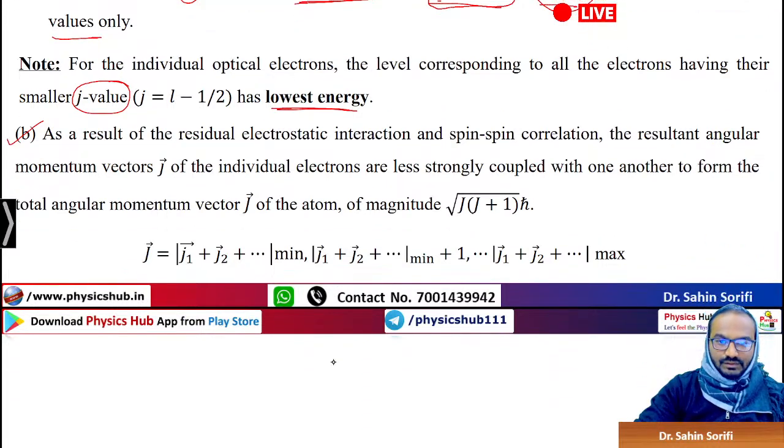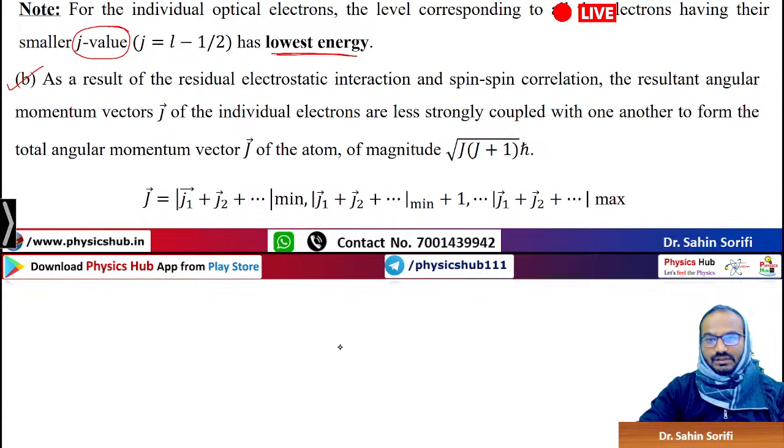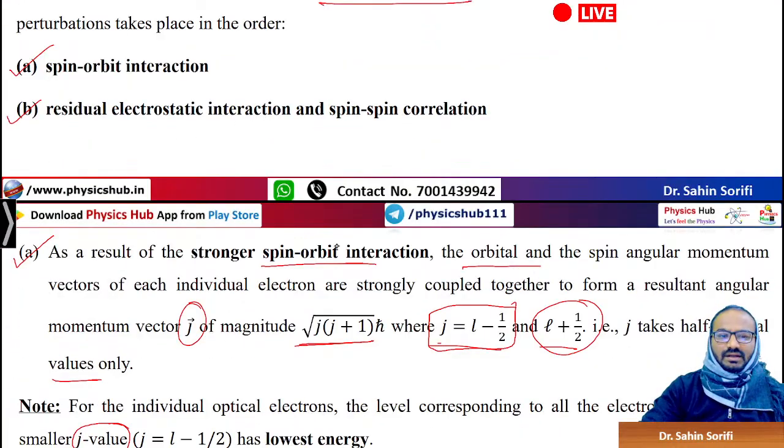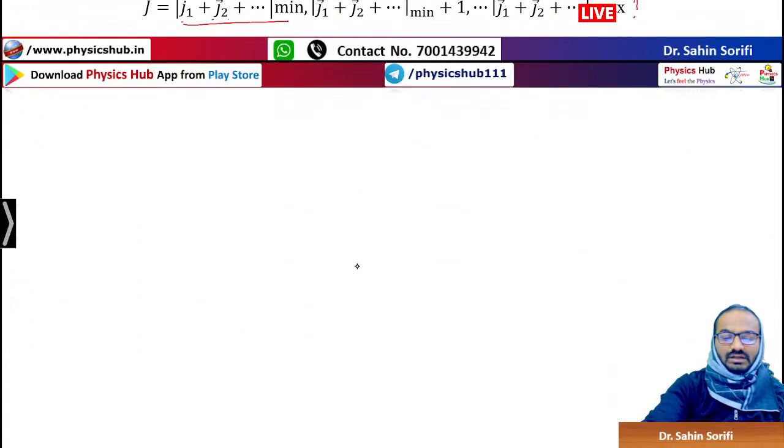Optical electrons means those electrons which are involved in the transitions. Those are called optical electrons. As a result of the residual electrostatic interaction and spin-spin correlation, the resultant angular momentum vectors j of the individual electrons are less strongly coupled with one another to form the total angular momentum vector J of magnitude root over J into J plus 1 h cut. For different electrons we have different j values, j1, j2 and so on, and J goes from a minimum value, with an addition of 1 unit every time, up to a maximum value. Don't get bothered about the theory; I will provide a PDF about the theory. Let us take an example to understand what is actually happening in JJ coupling. That will be more efficient for us.